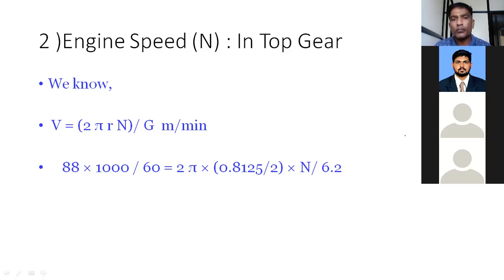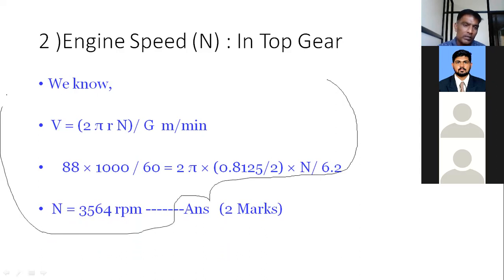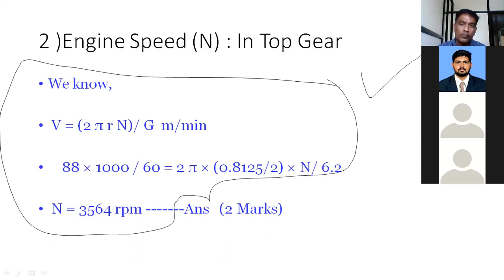Sachin: Sir, 3564.66 kilometers per hour. What went wrong? The unit is right? What is speed measured in? RPM. RPM. That unit was wrong. So you are going to get 2 marks for this step. Okay. So units are important.